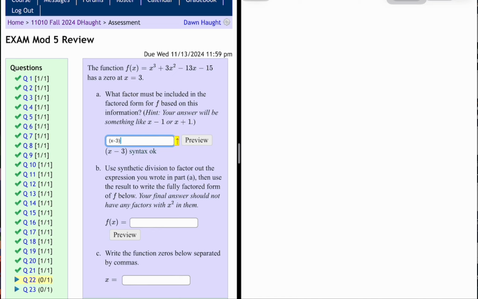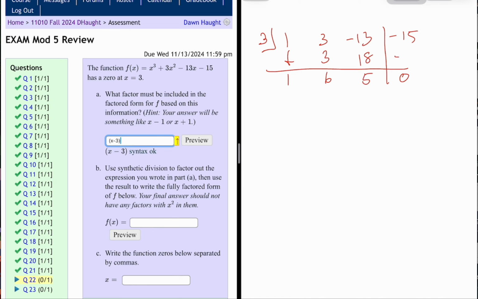So if we do synthetic division on the polynomial you see there, remember we should get 0 in that corner, so if you make silly mistakes like I do, it would find those for you. And we get x squared plus 6x plus 5.